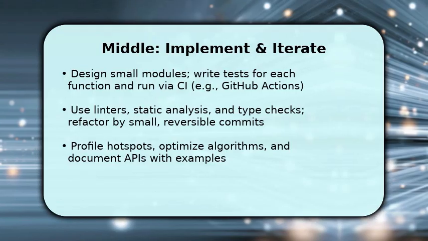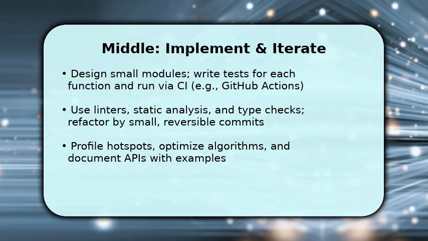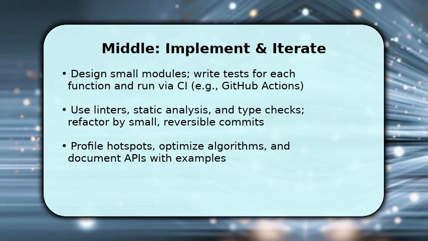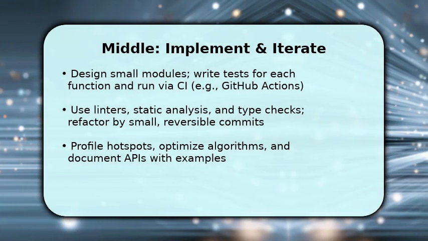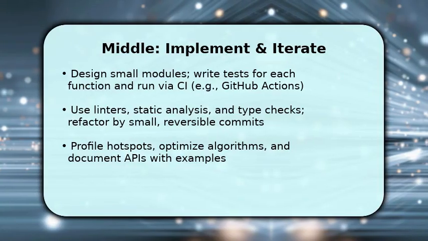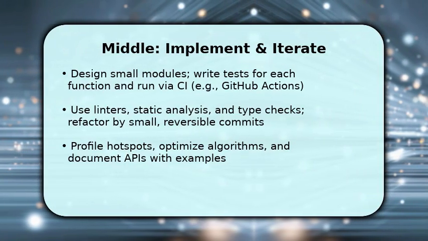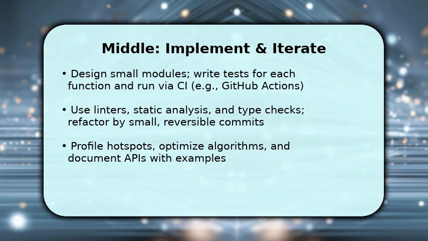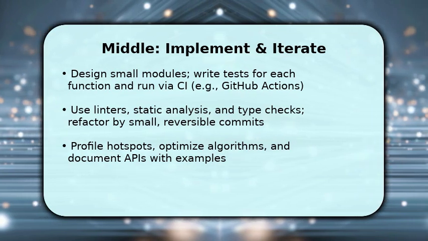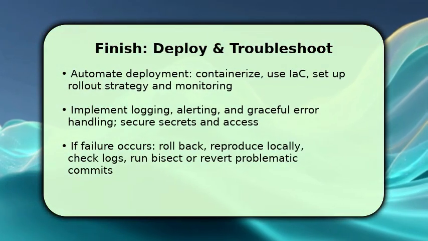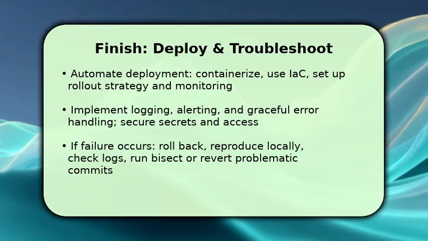Make sure to run linters and static analysis to catch errors early, then profile to find true bottlenecks. Iterate, refactor for clarity, benchmark critical paths, and always update API docs with usage examples so other developers can adopt your work. Finish by automating deployment and observability so your system runs reliably in production.